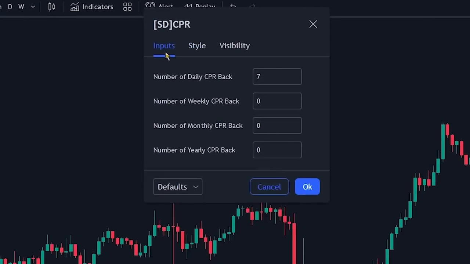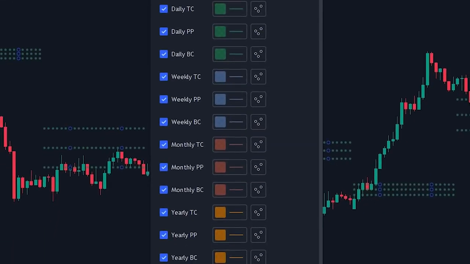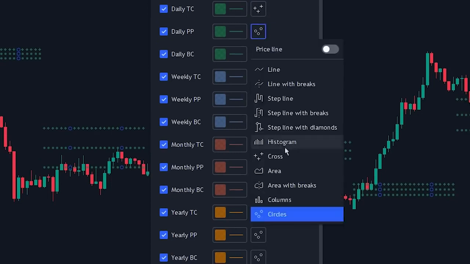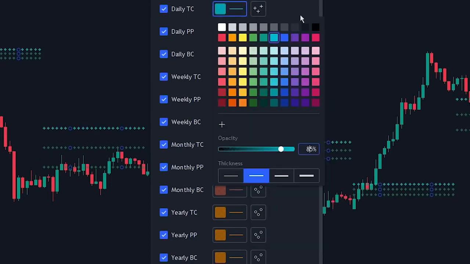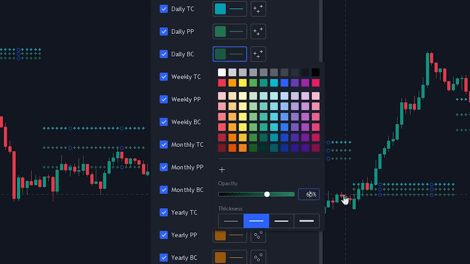Now let's navigate to the Style tab. We will be making the indicator easier to read. To do this, let's first change the shapes to crosses. After that, let's change the opacity and color of the crosses. That was all that we needed to do.